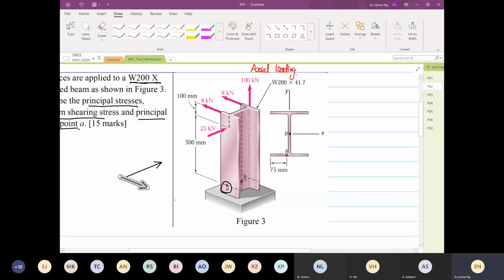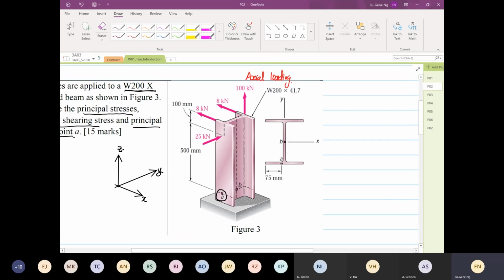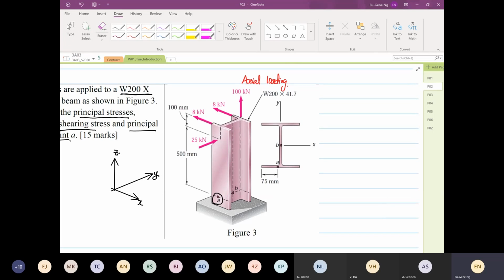So this direction is our X, and this is our Y, and then based on the right hand rule, that is our Z direction. So from here, you can see that the 100 will cause an axial load, and it is also going to cause a moment in the X direction. So that is from the 100.